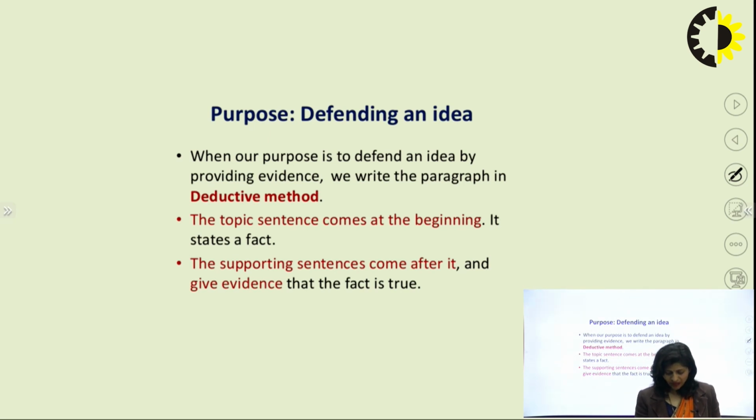For example, we can say that man is mortal. That is our main idea that I want to prove. Now I need to state some facts to prove that man is mortal. So I can quote some examples like Ram dies, Mohan dies, and they are all human beings. So we can say that man is mortal. I have mentioned the topic sentence at the beginning of the paragraph, and after that I mention the facts to show that it is true. So we move from general statement to particular statement in the deductive method.